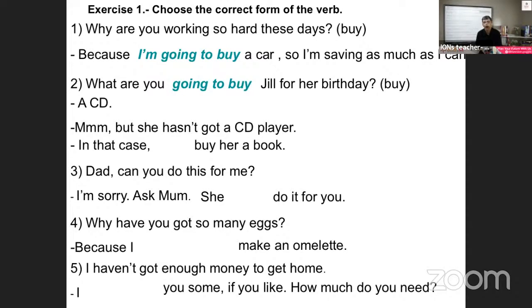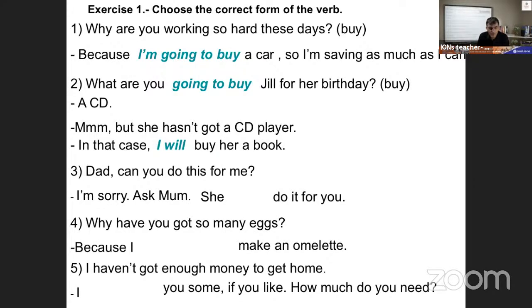Oh, okay. In that case, thinking now, decision now. What do we say? In that case, I will buy her a book. I'll buy her a book. I'm making the decision now. My friend made me change my mind.